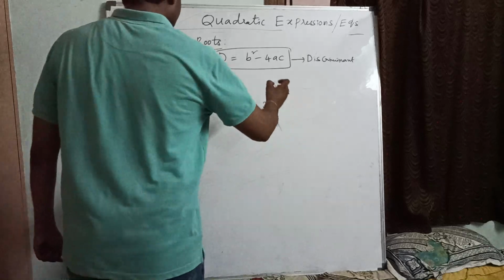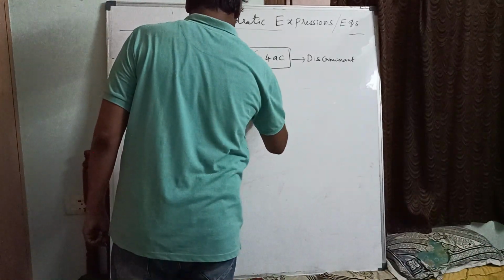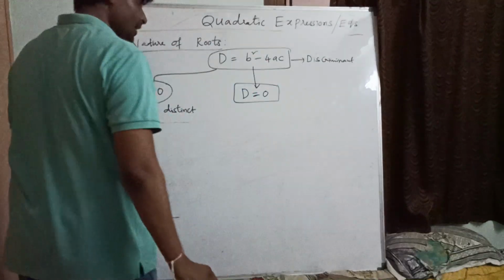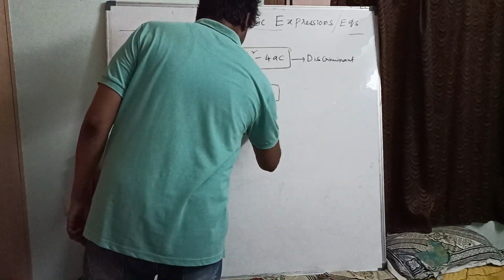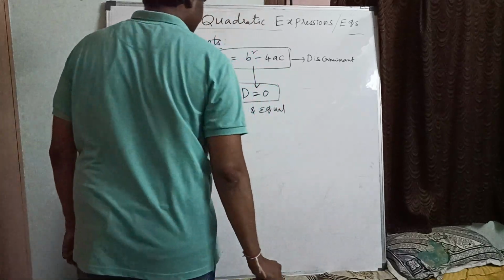After that, whenever D is equal to 0, what can we write? Roots are real and equal. So roots are real and equal.